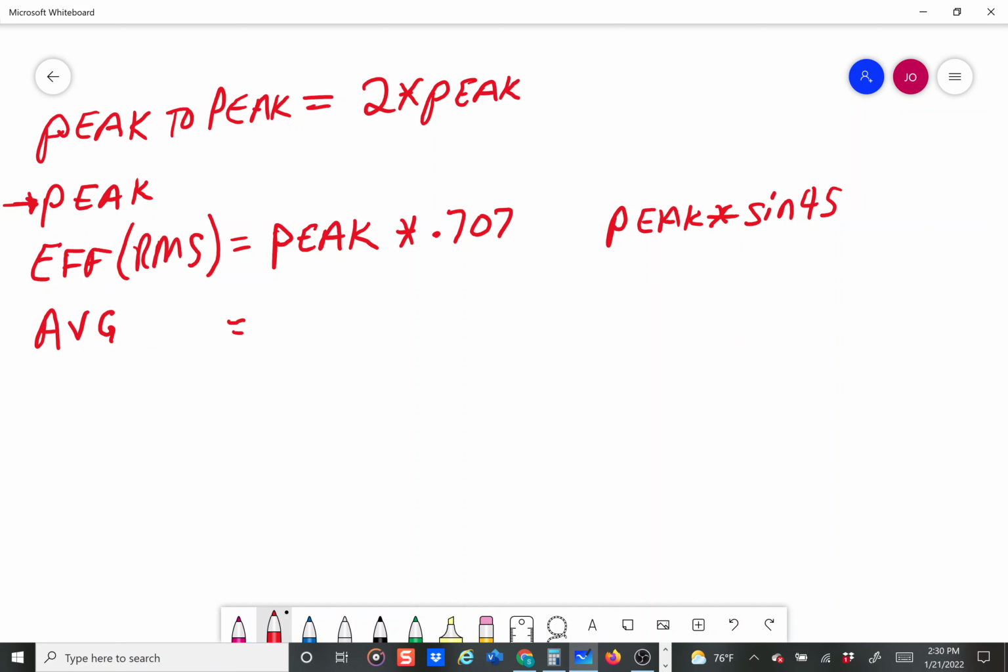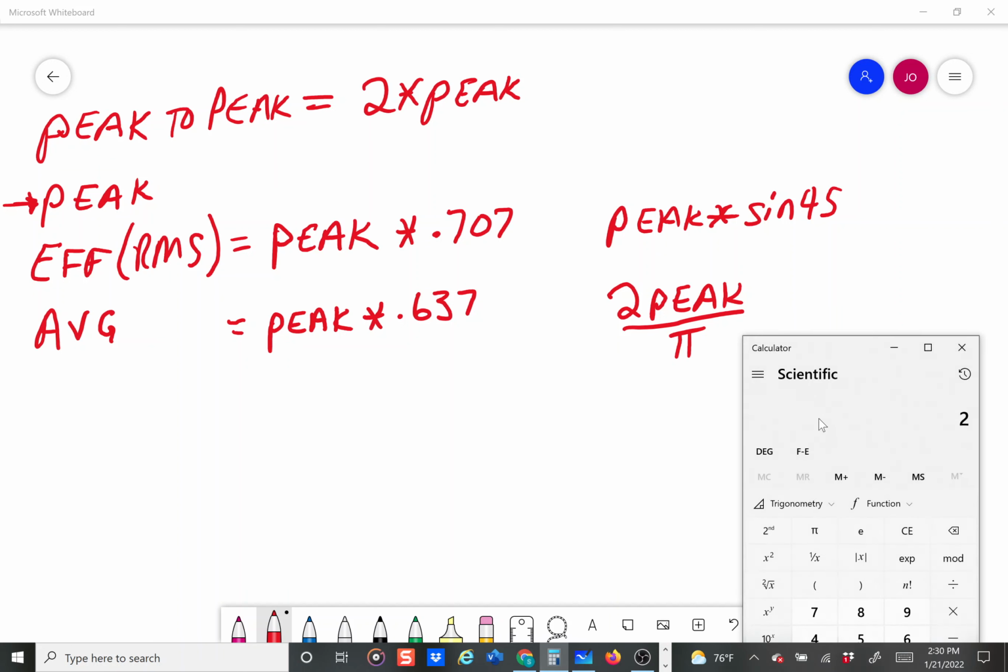Average voltage is either the peak voltage times 0.637, which is the same as stating 2 times the peak value divided by pi. So again, going back to the calculator, if I take 2 divided by pi, where's my pi button? There it is. I get a value of 0.6366, which is 0.637. So multiply that value by peak. It's algebra, right? So we can memorize all those.